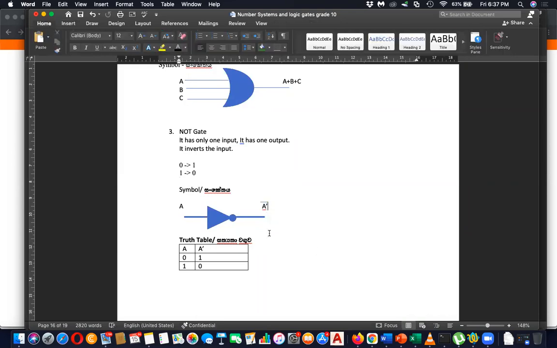That is also correct. I'll write both, right? A bar is also correct. A dash is also correct. Both methods are correct ways of writing this gate, the NOT gate. Finish writing. If you have doubts, please ask, right? Don't wait. If you have doubts, please ask.